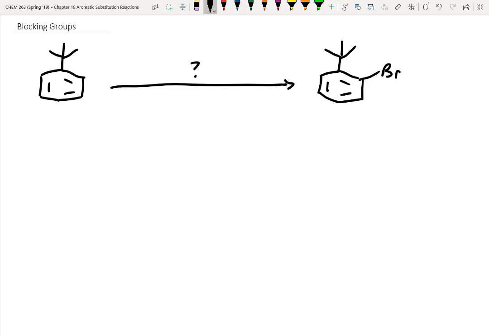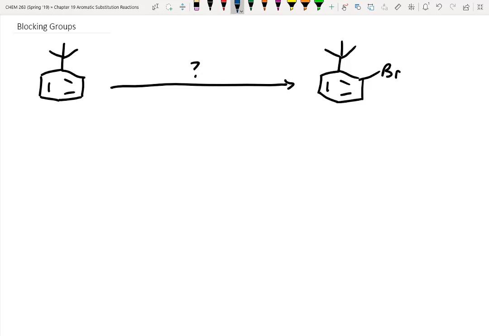All right, so then the question is, well, what the heck can we use as a workaround? We've got to have some sort of potential blocking group in order to prevent attack at that para position. What can we use as a removable blocking group? Who remembers? Yeah, so it had sulfur in it. You remember the sulfonation reaction?